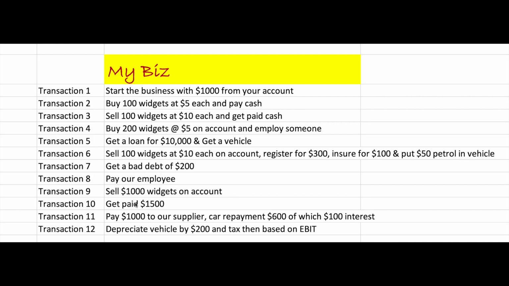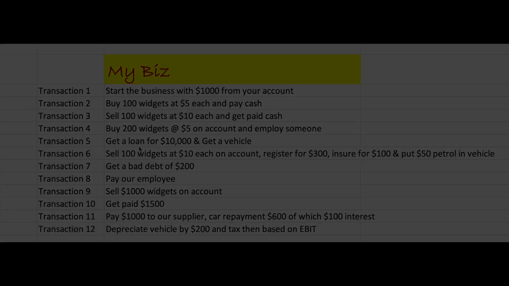You're going to get paid. You're going to pay some of your suppliers. You're going to do some car repayments, including interest and what that does to the value of things. And then at the back end, we're going to have a look at what happens when you depreciate your vehicle from a tax perspective and how it all hangs together. So let's rip into transaction one.